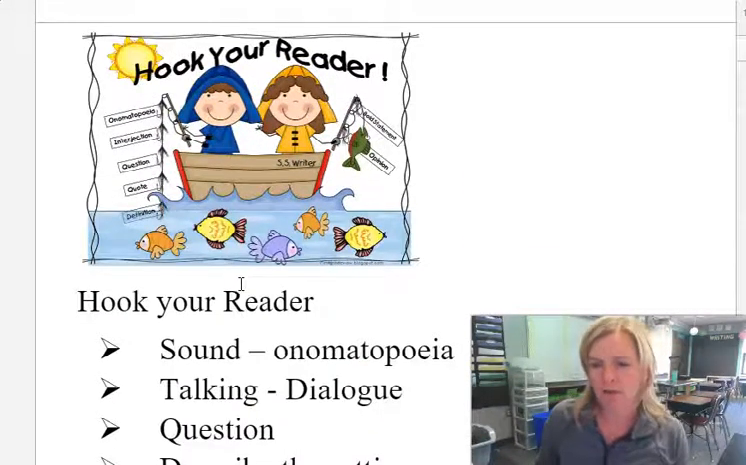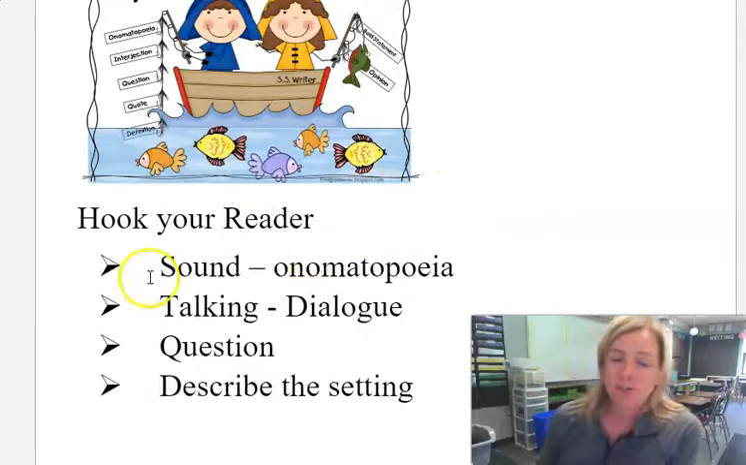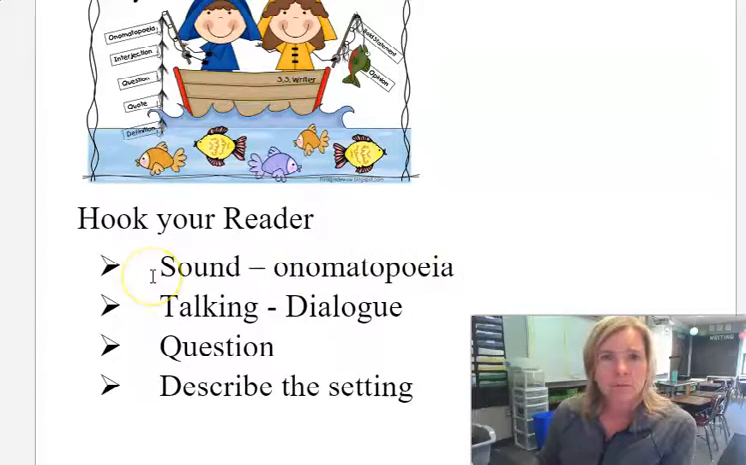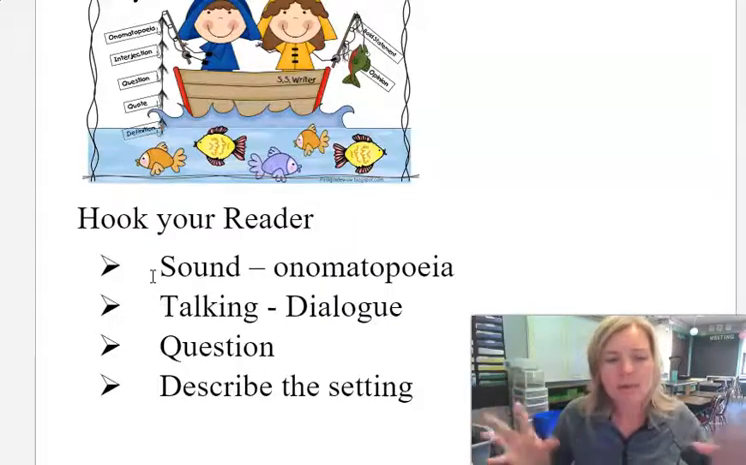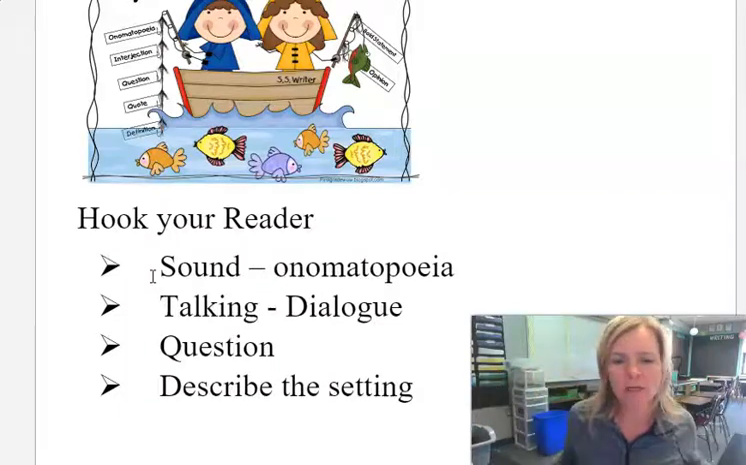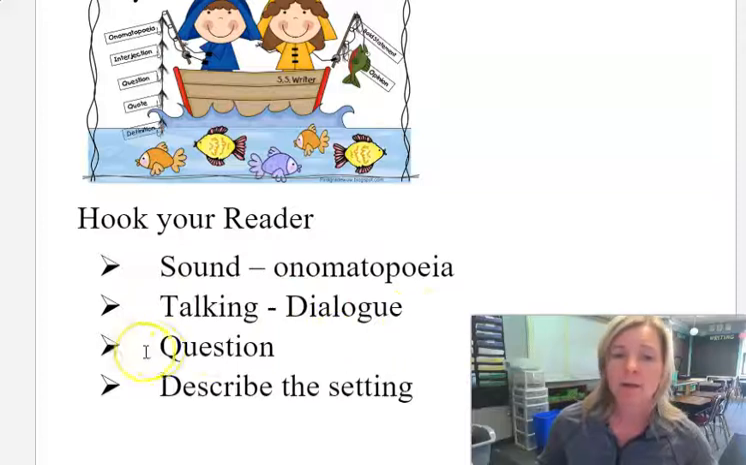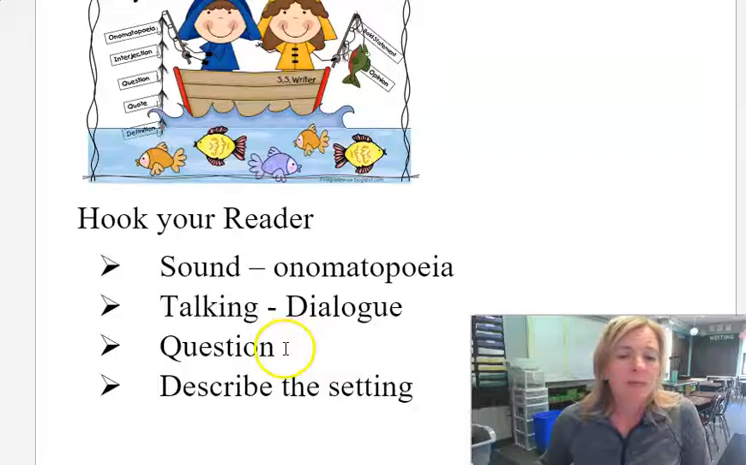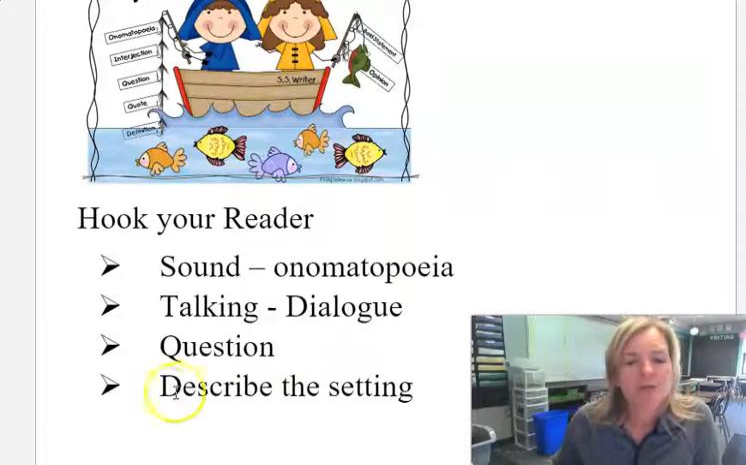To hook your reader, there's a few different strategies you can use. You can start with a sound, which is called onomatopoeia. It kind of describes where you are, like moo, or crackle, crackle, for a fire. Whatever's happening, you can make that sound so then your reader can hear what's happening. You can use dialogue, which I did in mine. You can ask your reader a question like, have you ever wanted to get a new dog? If you were talking about getting your new dog.